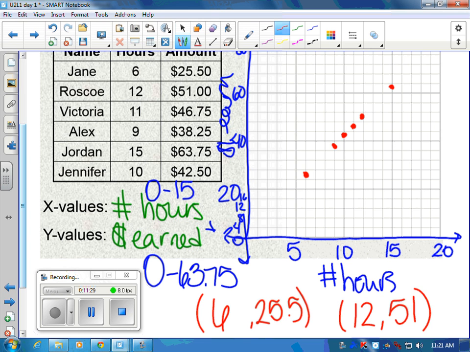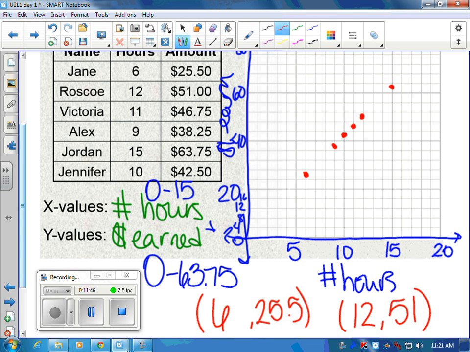Here is my scatter plot. When we are creating these scatter plots, we don't want to connect our points. We're not drawing lines in between our points. We're not just connecting them all. We are simply graphing our points on our graph. We're taking those X and those Y values, and we're creating points on our graph.